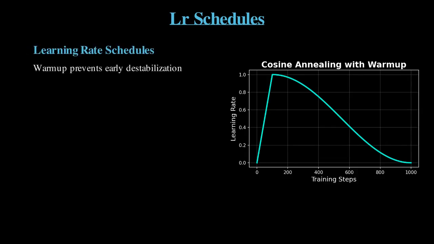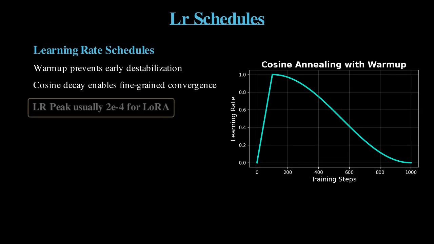Learning rate scheduling controls the step size during gradient descent. For fine-tuning, a cosine decay with warm-up is standard. The warm-up phase linearly increases the learning rate, preventing large gradients from destabilizing the newly initialized LoRA matrices. Once peaked, the learning rate follows a cosine curve down to a minimum threshold. This ensures rapid learning initially, followed by fine-grained convergence as the model approaches a local minimum in the loss landscape.